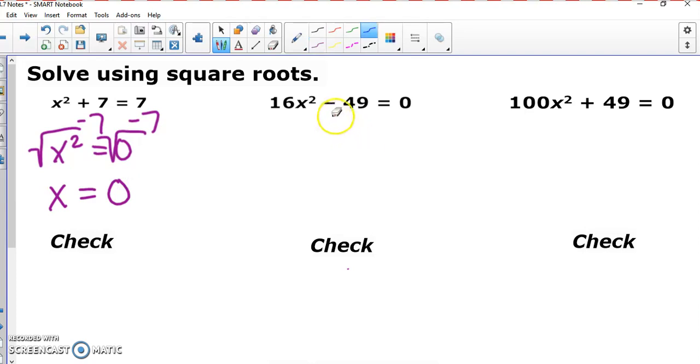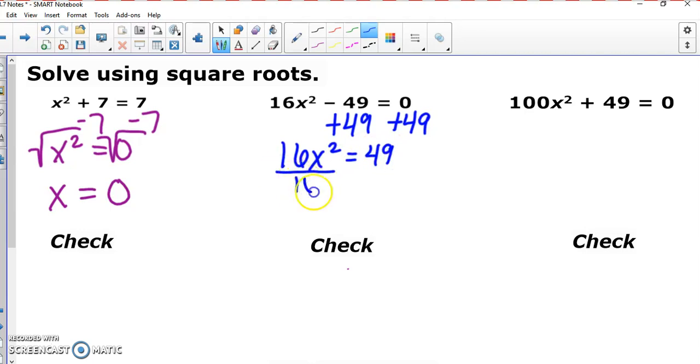Okay, and then for my next one, I'm going to start by adding 49 to both sides. So I'm going to have 16x squared equals 49. And then next I'm going to want to divide by 16. So over here I'm going to just be left with x squared. And then if you punch in 49 divided by 16 into your calculator, you're going to get a decimal. It doesn't divide evenly. So what I am going to want to do then is I'm just going to leave it as 49 over 16 because both of those are perfect squares.